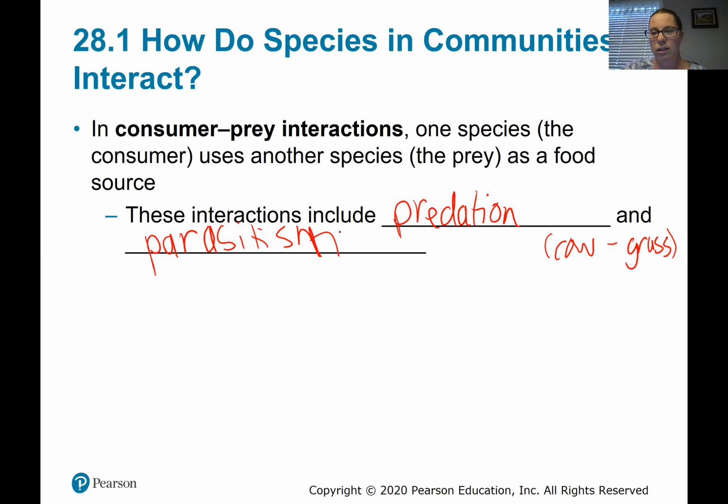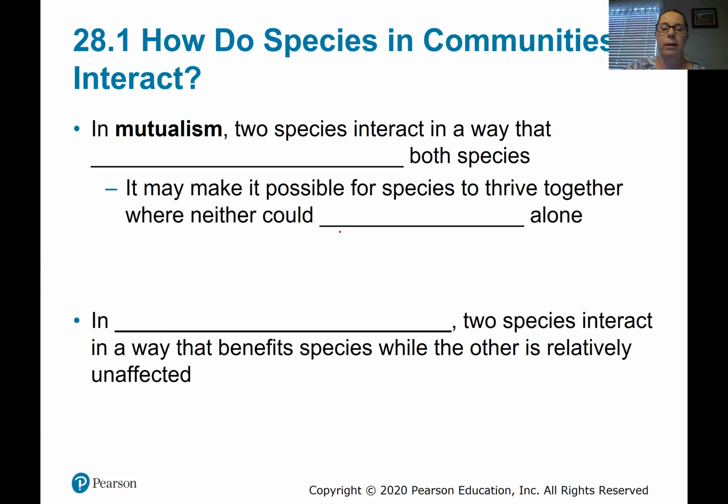Okay, where we have parasites, or individuals that harm others to benefit themselves, like parasitic worms, fleas, ticks, those types of things. Third one, mutualism, is where two species interact in a way that benefits both species, and this could make both of them really thrive, where neither one of them perhaps could survive on their own.